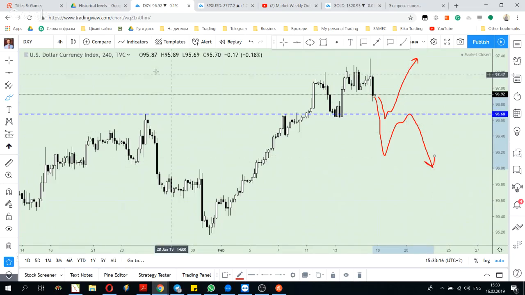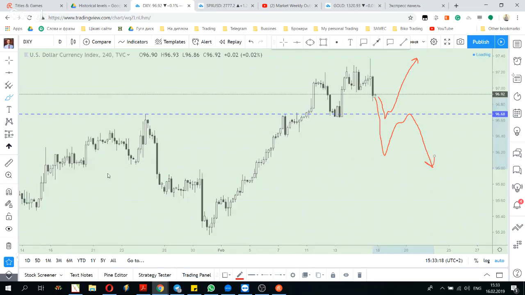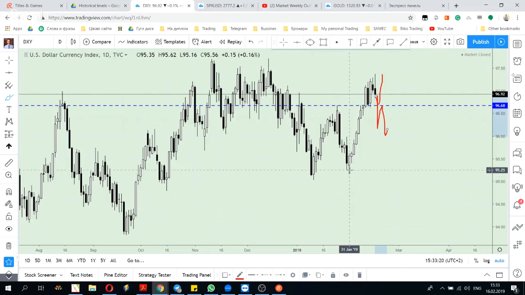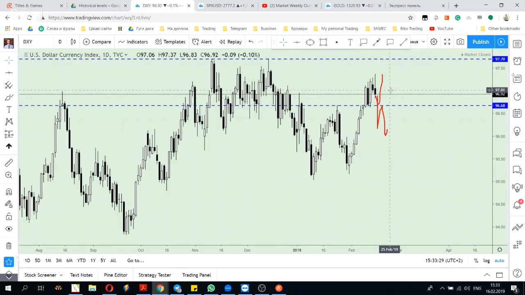But if the price will break it down, that will be a sell entry. That's all. Because about dollar index, as you see, there's this bullish momentum. It is always best to find entries to continue some trend. If the price will bounce from this level again, there's a big chance that it will move up to 97.70.